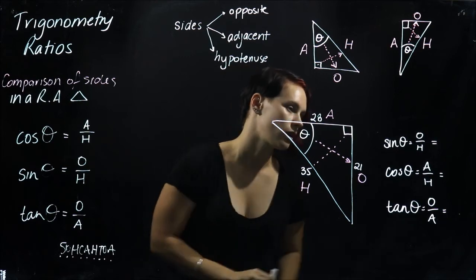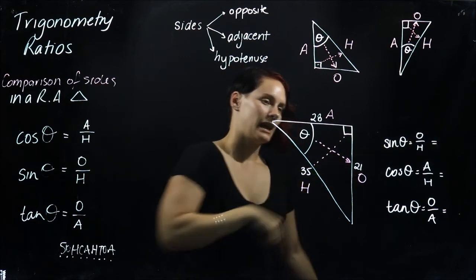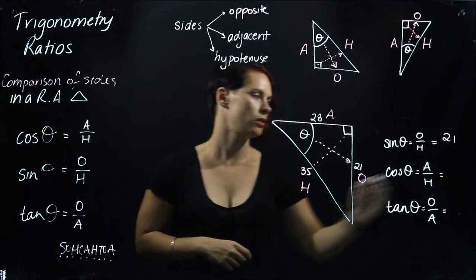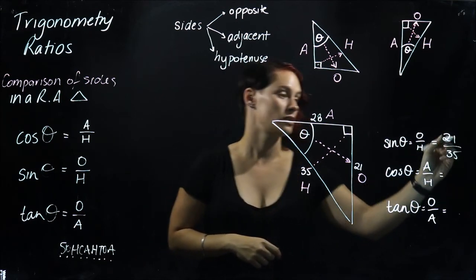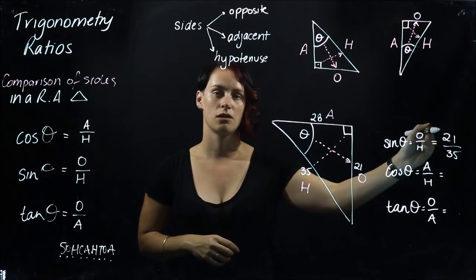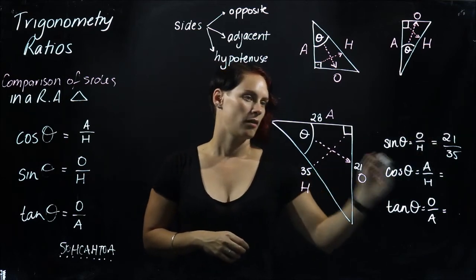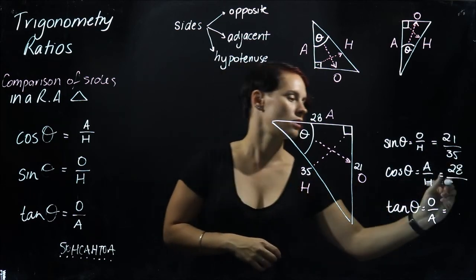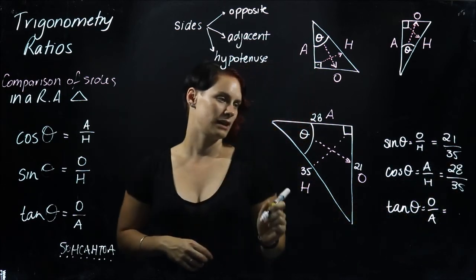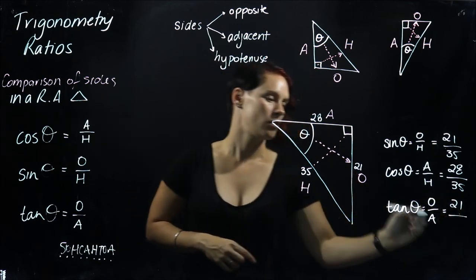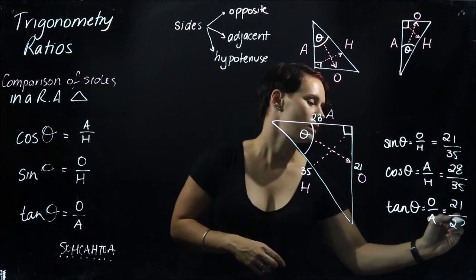So let's have a look. We now need an opposite and a hypotenuse. Our opposite is 21, our hypotenuse is 35. So you would type that into your calculator. Sine of theta equals this ratio. Cos is A over H, so A is 28, H is 35. Tan of theta equals O over A. Here's our O, 21 over A, which is 28.